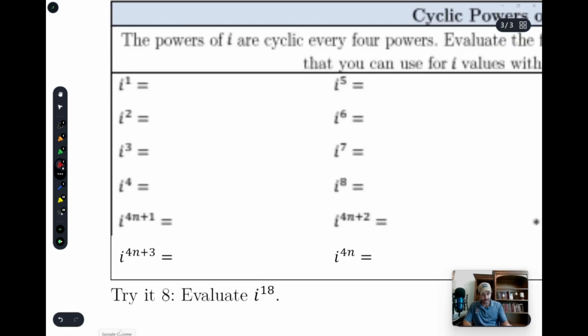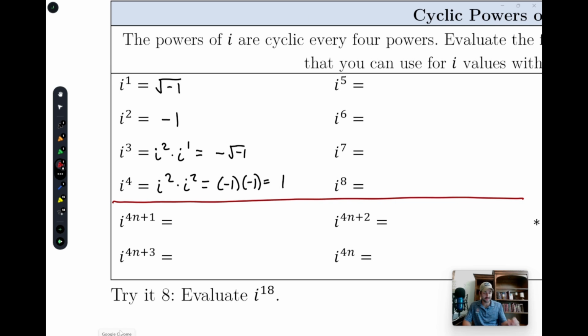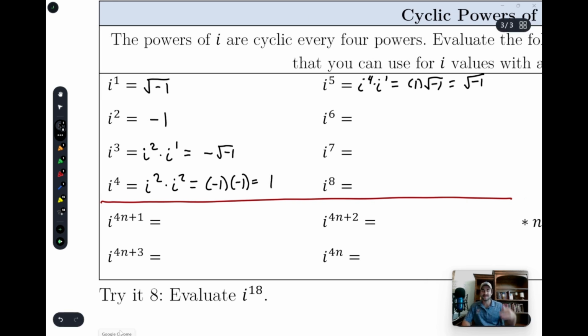So hop over up to the next top. I know these are a little different. i to the 5th power, isn't that just i^4 times i^1? Well, i^4 is really easy because it's just 1, and i^1 is going to be the root of negative 1, and isn't that just the root of negative 1 back where we started? And so this is why up above the definition says these are cyclic powers.